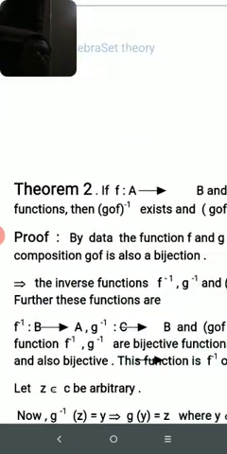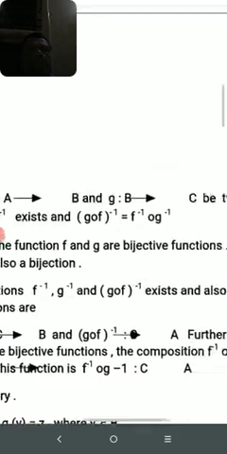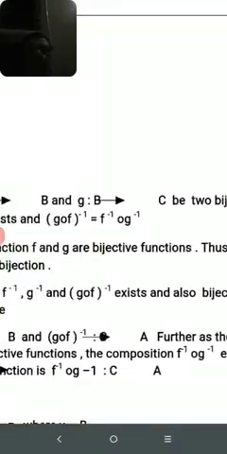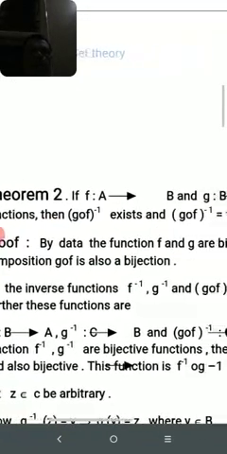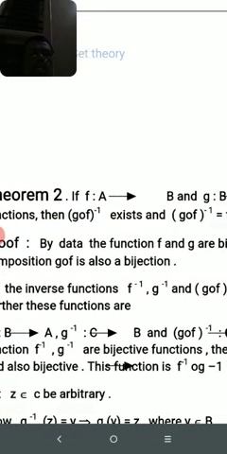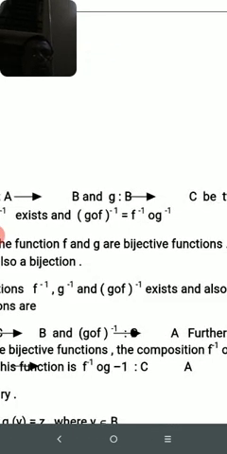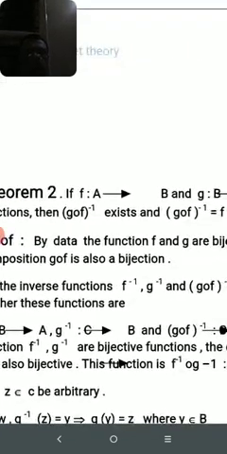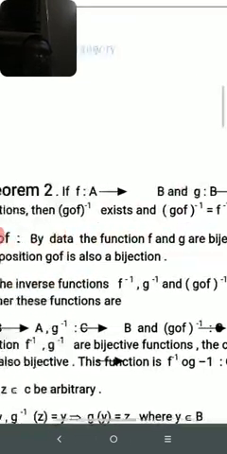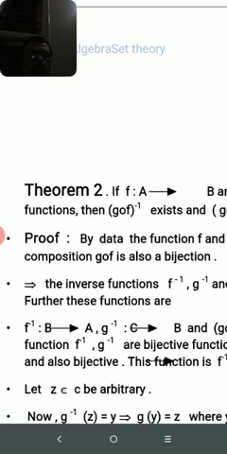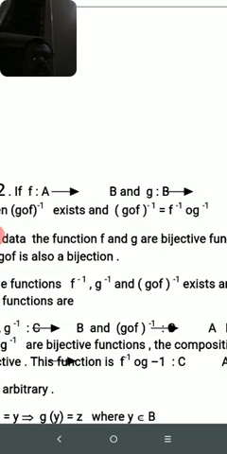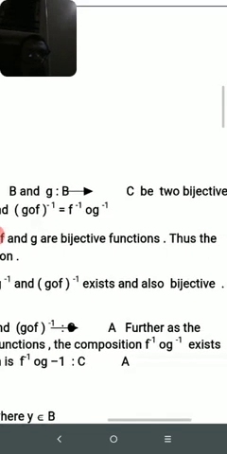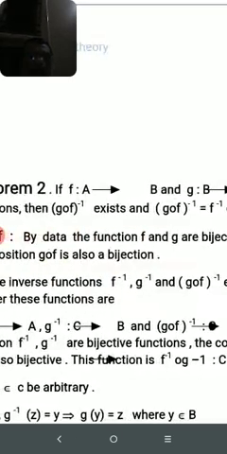And theorem number 2: if f maps A to B and g maps B to C are two bijective functions, then (g∘f) inverse exists and (g∘f) inverse is equal to f inverse composition of g inverse. So its proof is: by data, the functions f and g are bijective functions. Thus the composition g∘f is also a bijection. It implies that the inverse functions f inverse and g inverse, and (g∘f) inverse also exist, and also it is what? Bijective.